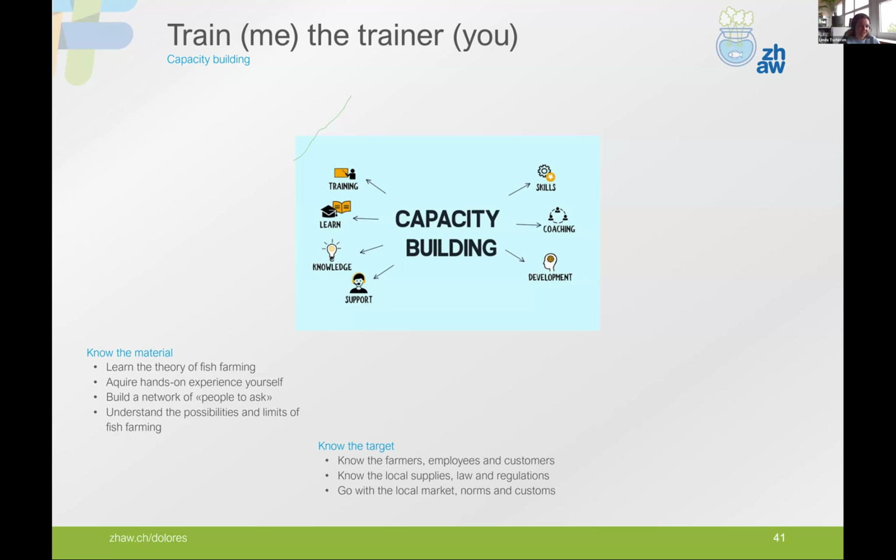Know your target. If you consult farmers or you have your employees, or as Maurice was talking about, think of the consumer and the customer. In the end, if you have raised your fish and you have nobody who would eat them, or you've grown your plants and nobody eats them, it was all for nothing. Know your local supplies. What kind of food do I have available? What kind of material do I have available?